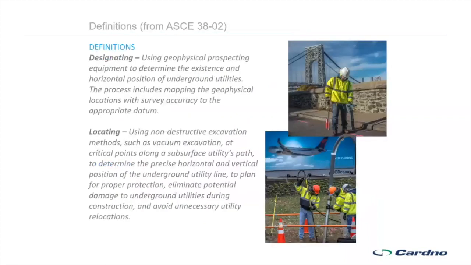So there are two main aspects of subsurface utility engineering. First of all, designating. That is the actual two-dimensional geophysical locating of utility infrastructure itself, using the appropriate equipment, applying that equipment properly based on the ground conditions and the utility infrastructure in the ground. And then, of course, surveying that information back to the tolerances and to the project datum you might be working under from a survey perspective.